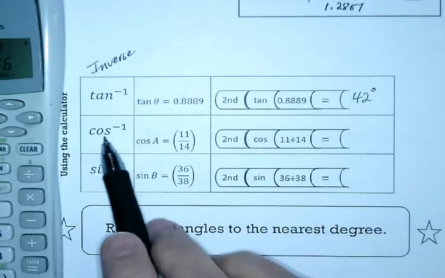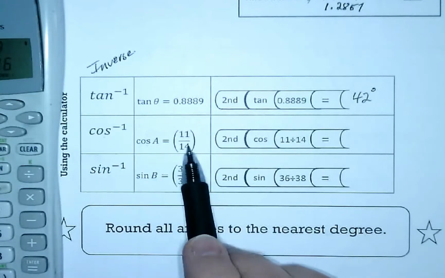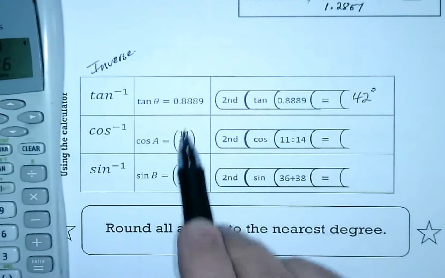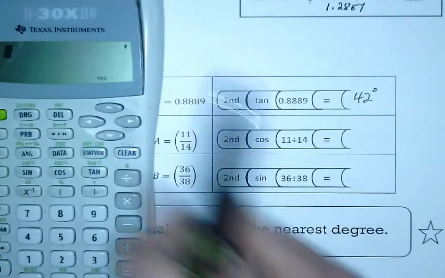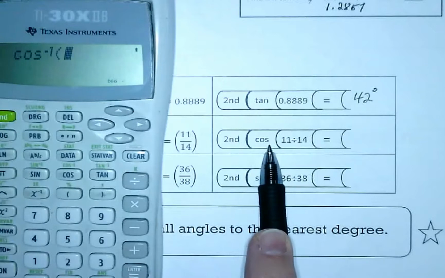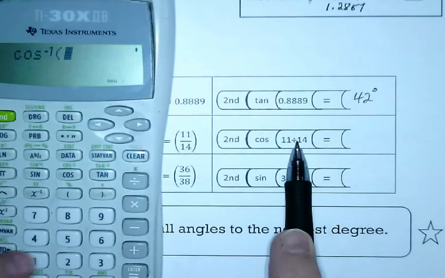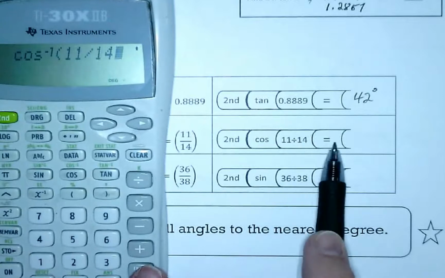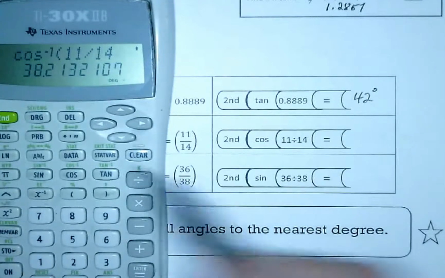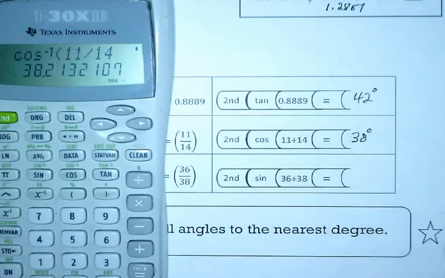Okay, so we're going to use the inverse. This one is cosine. We're going to find an angle whose ratio is 11 divided by 14, or 11 over 14. So again, I'm going to clear it out. I'm going to push second, and then my cosine. There's my inverse. Then I'm going to let the calculator do the division for me. I don't even need to divide it out to get my decimal. The calculator will use this division, 11 divided by 14, to find the decimal form and find the angle that would be closest to it. So this angle would be 38 degrees.